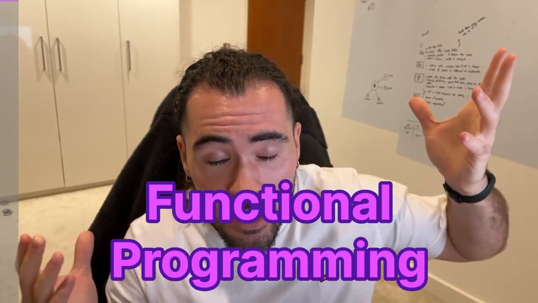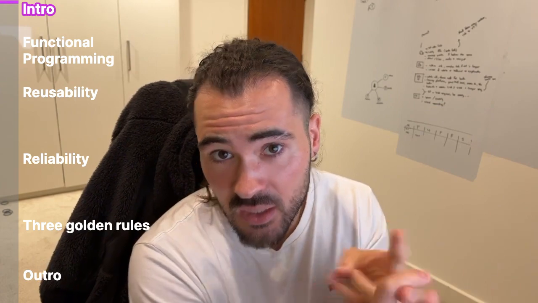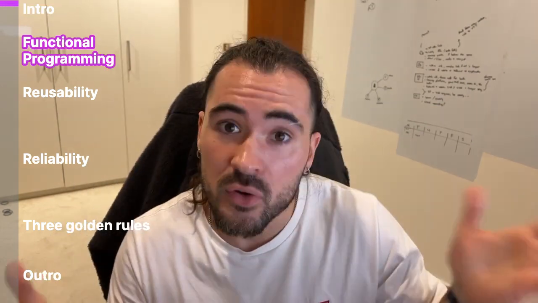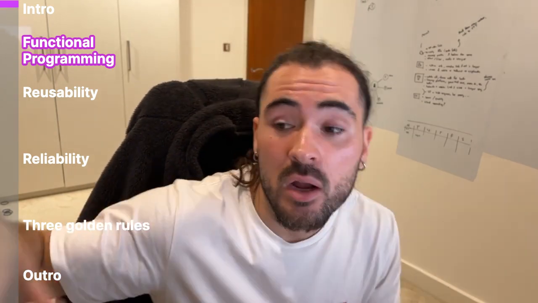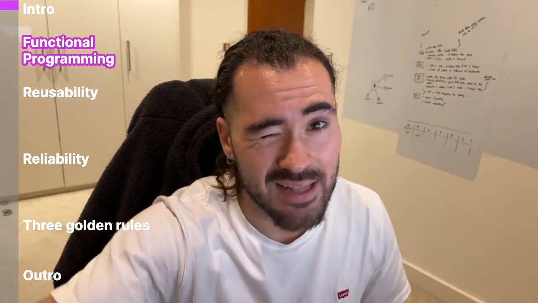Today, we will be talking about functional programming, atomicity, why to use it, and my personal rules when working with this architecture. What is functional programming? Functional programming is an architecture approach where the primary concept that you're working with is atomicity.